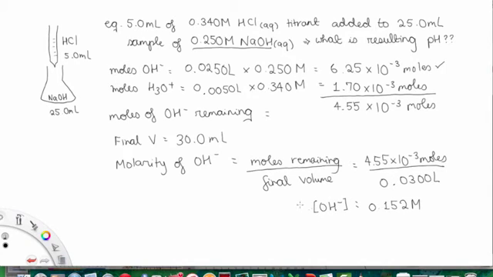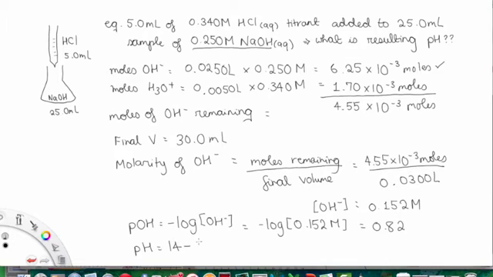We can figure out the pH from here, right? pOH is the negative log of the OH minus concentration, which in this case was 0.152 molar. And we get a value of 0.82. So the pH is going to be 14 minus the pOH, which is 0.82, and we get a value of 13.18. So the pH that you get at the very end of titrating a strong acid with a strong base is going to be 13.18, which is pretty basic.